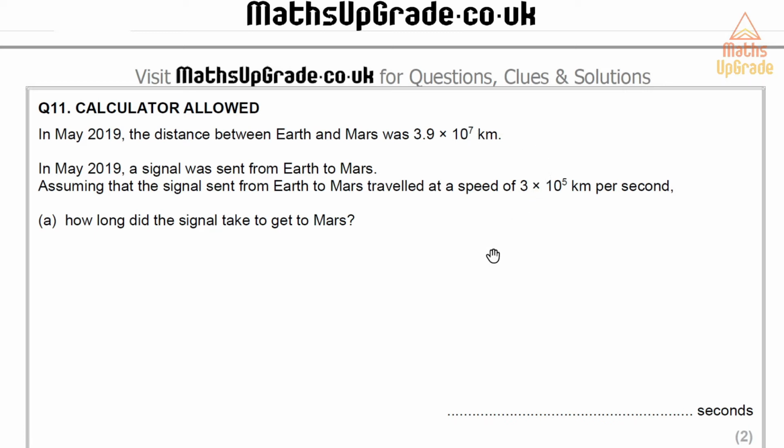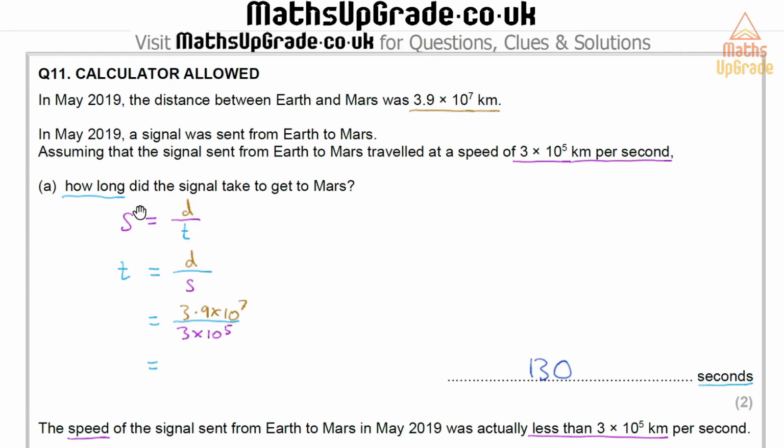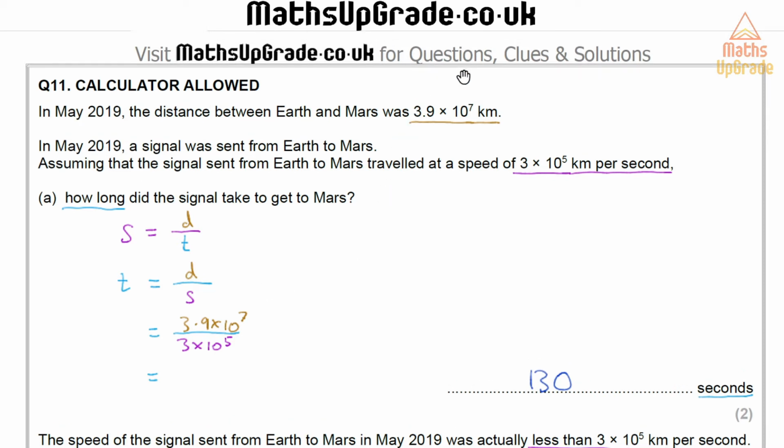So to find the time taken for the signal to get there, I'm going to rearrange the formula. Speed equals distance divided by time to get time equals distance divided by speed. Then by substituting the value for the distance, 3.9 times 10 to the 7, the speed, 3 times 10 to the 5, I'll get 130 seconds. That's in seconds, since I've got kilometers divided by kilometers per second.